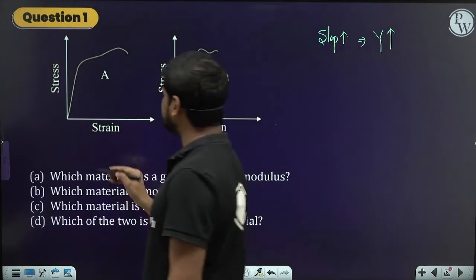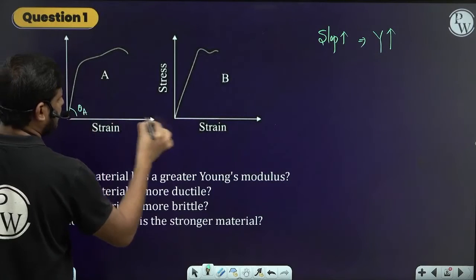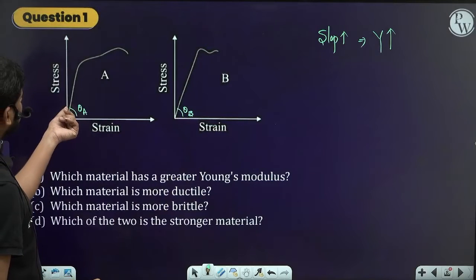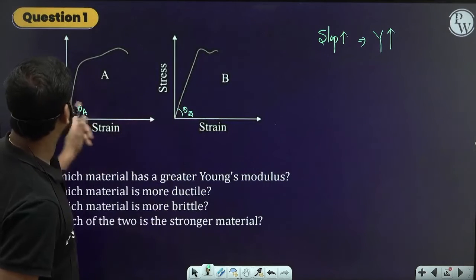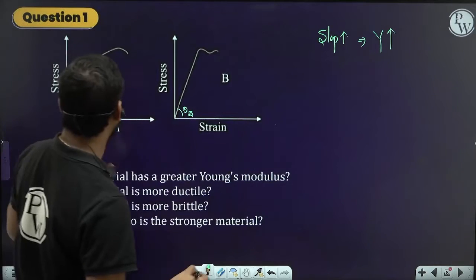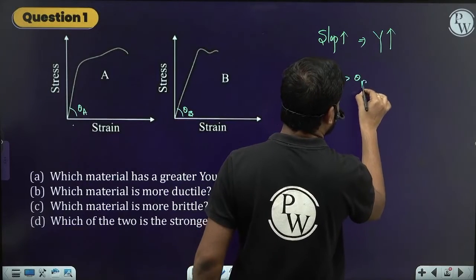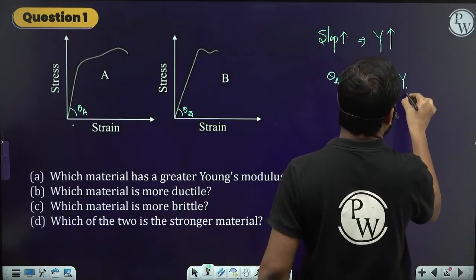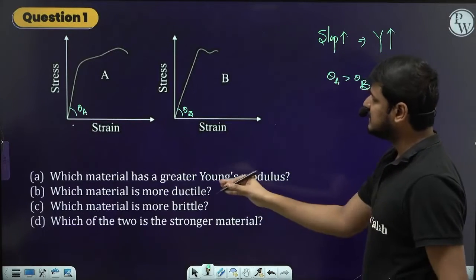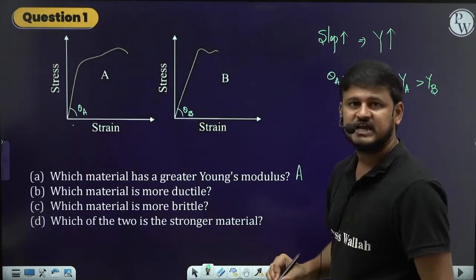In this one, let's say this is the A curve and this is the B curve. Here theta A and here theta B. I can see that theta A is closer to the y-axis and theta B is somewhat far. So theta A will be greater than theta B, so the Young's modulus of A is greater than the Young's modulus of B. So which material has a greater Young's modulus? A. Clear? Chal.